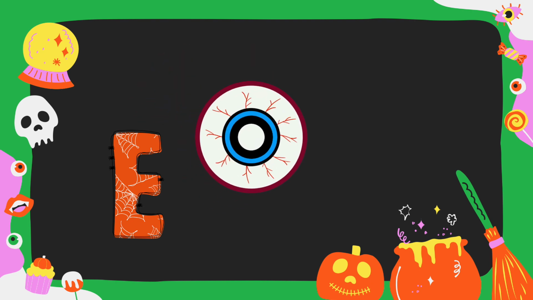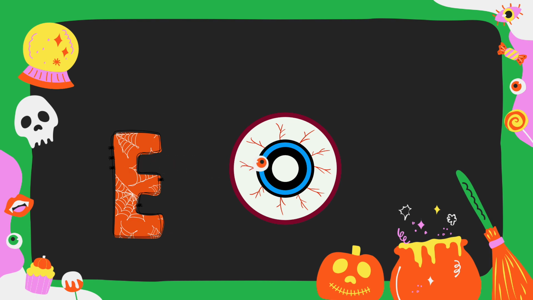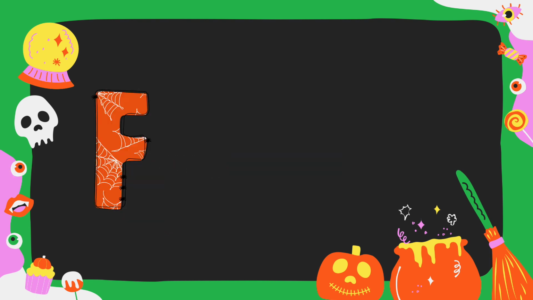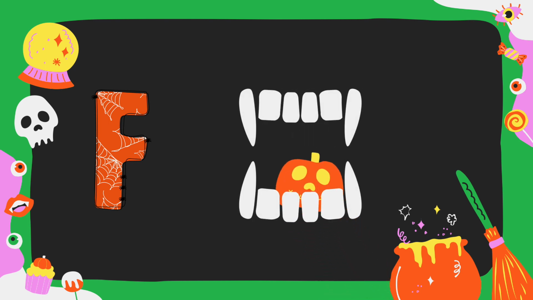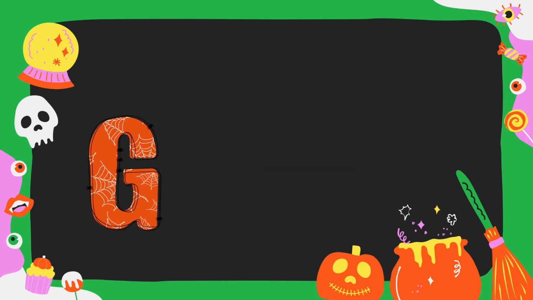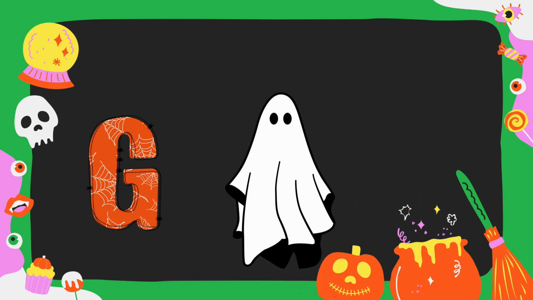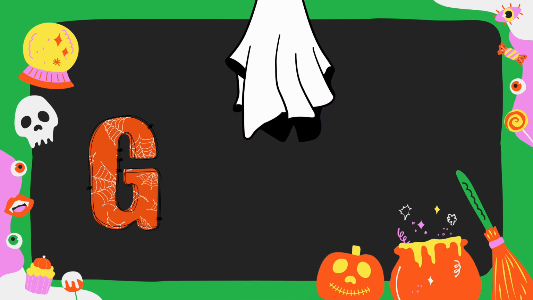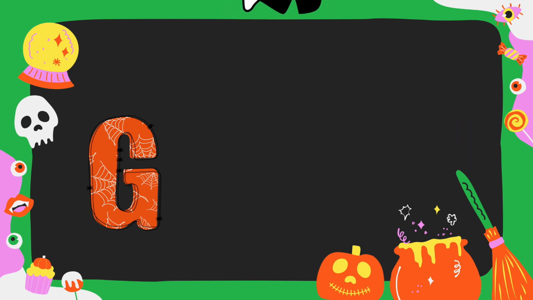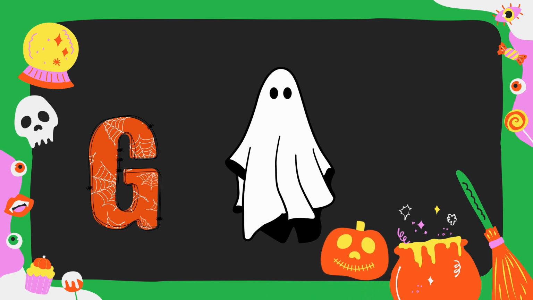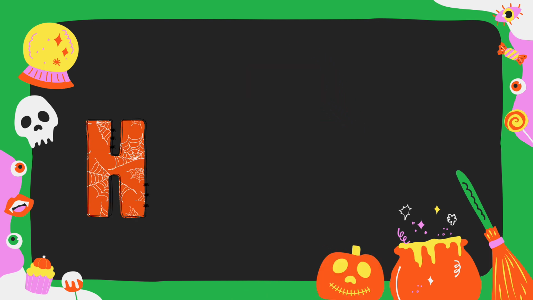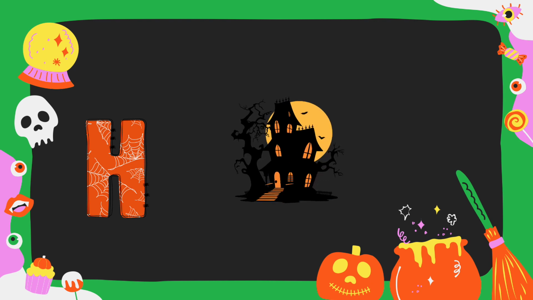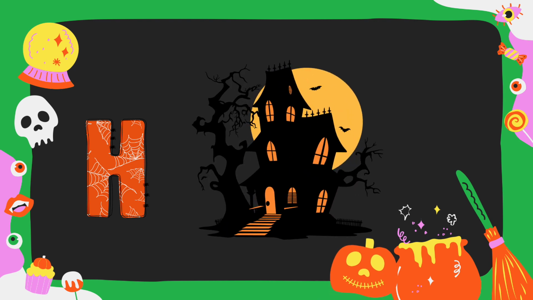E is for eyeball. F is for fang. G is for ghost. H is for haunted house.